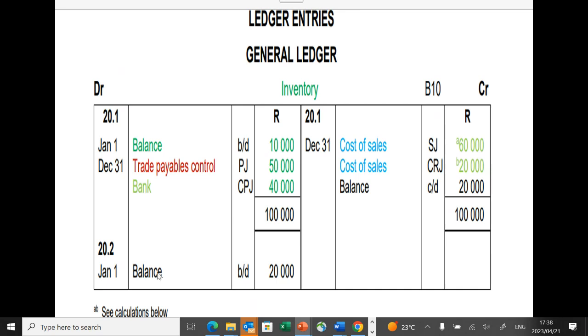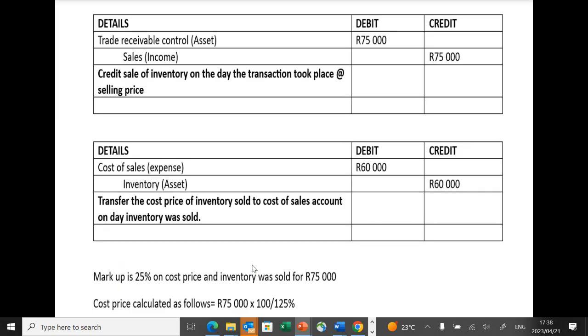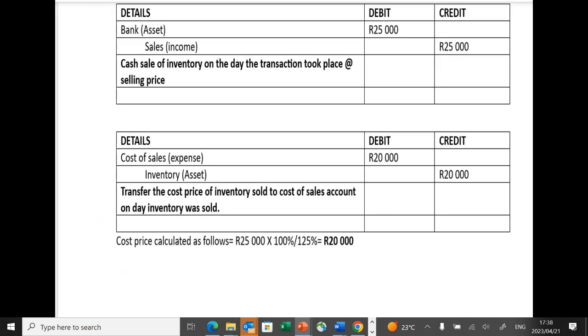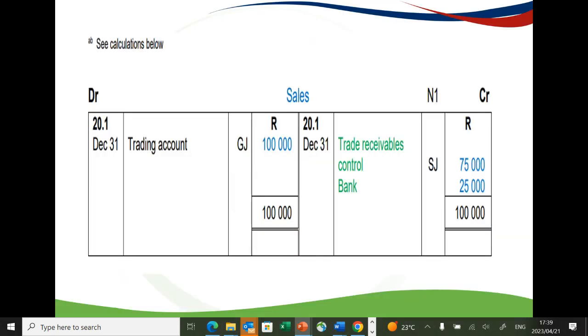That's why we're having a balance brought down of 20,000 on this debit side. Let me then move to, we've already addressed these ones. Okay, now I wanted us to do, if you are required to do the sales account. Remember, the sales, it's an income account. And then we're trying to do what? The closing of procedures today.